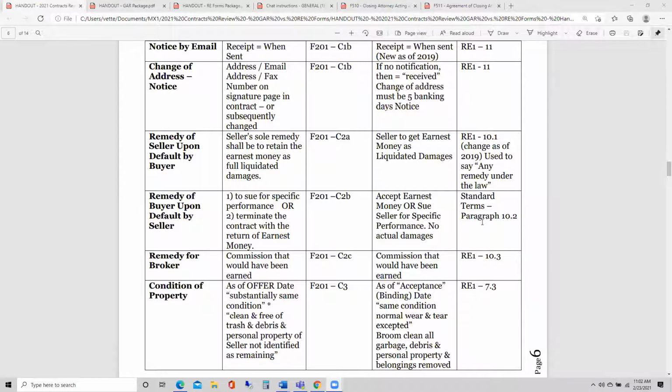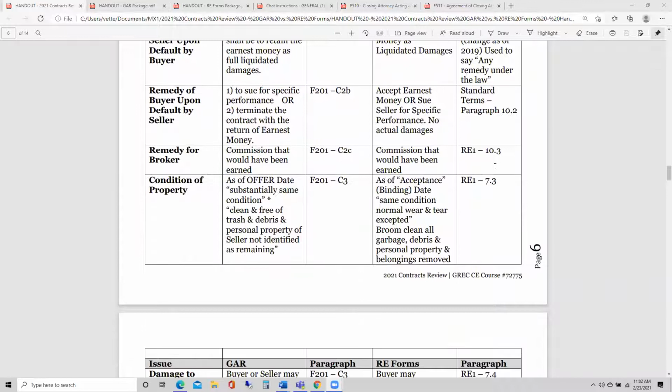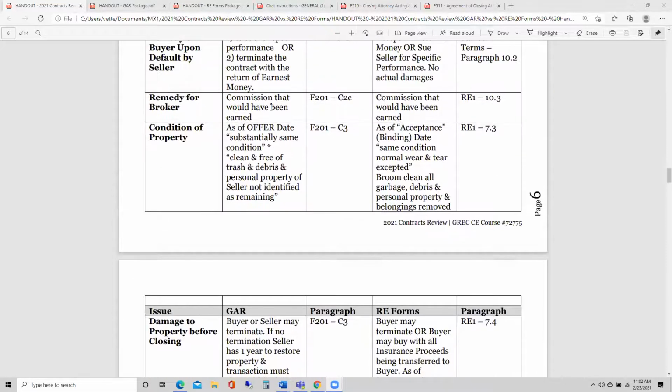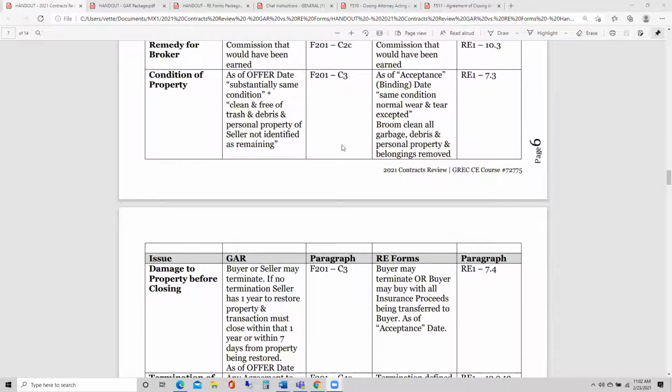Now, the reason I point this out, even though they're the same, is under the RE forms, this was just changed in 2019. It used to say under the RE forms that the parties could sue the defaulting party for any remedy under the law, but they took that out in 2019. And remedy for the broker, if either party defaults, is the broker can pursue commission that would have been earned. All right, we're almost done with the purchase and sale, and then we'll take a break, so hang in there.